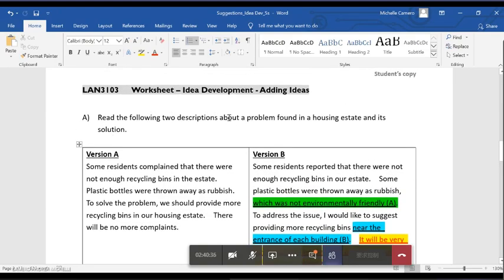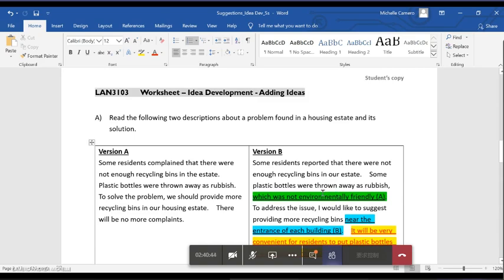So read the following 2 descriptions about a problem found in a housing estate and its solution. So let's compare these two. They're kind of saying the same thing, but this one you will notice has more added ideas. So version 1, some residents complained that there were not enough recycling bins in the estate. Plastic bottles were thrown away as rubbish. To solve the problem, we should provide more recycling bins in our housing estate. There will be no more complaints.